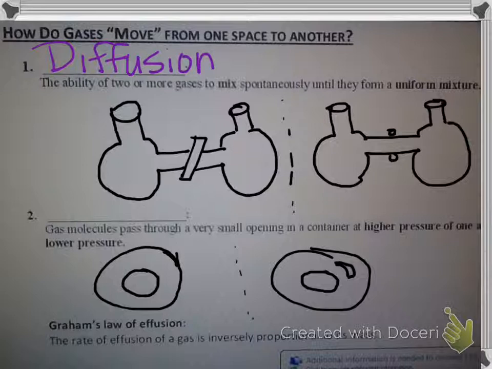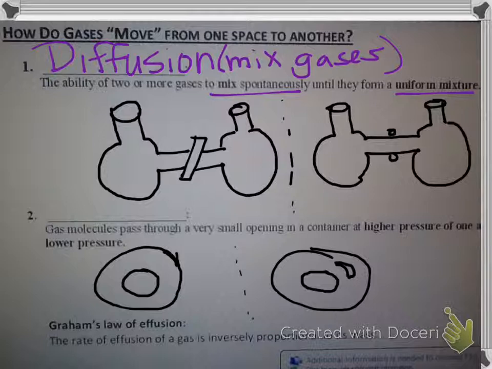What does diffusion mean? Diffusion means the ability of two or more gases to mix spontaneously until they form a uniform mixture. So diffusion is basically the mixing of gases until they form a uniform mixture. What do I mean by this? Well, let's change colors here. Let's say I have two different gases in two different round bottom flasks. They're closed containers and they're separated from one another by a stopcock. This is the stopcock that I've drawn here in the middle. So the stopcock is the barrier preventing these two flasks from mixing.